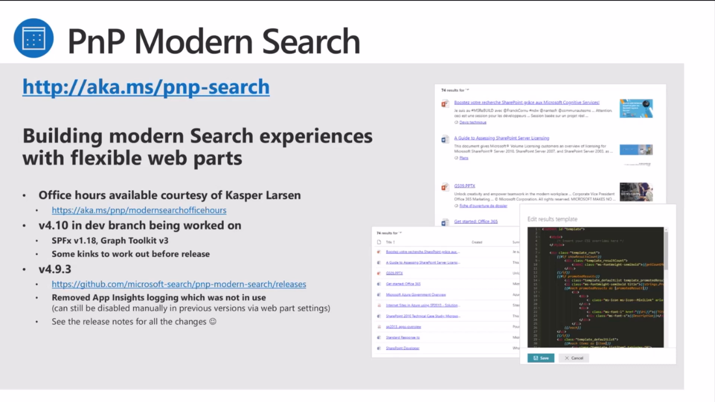We have the version 4.1.0, 10 in the dev branch that's been worked on as well, with lots of improvements there for support for new SharePoint framework and graph toolkit as well. And we've got 4.9.3 for the latest kind of release, which is removing app insights logging. But please take a look at all the release notes for all the changes.